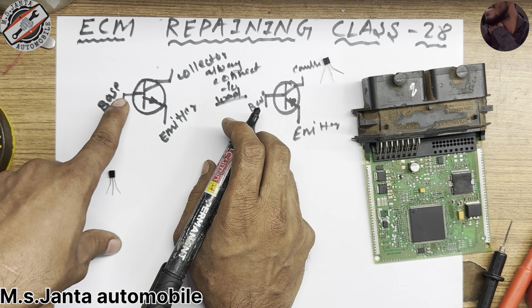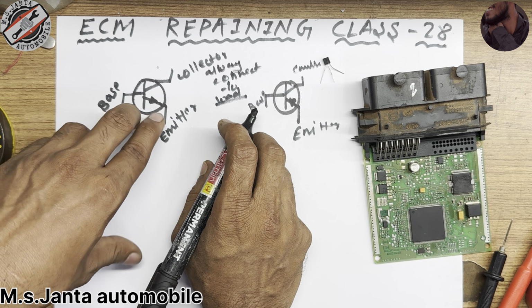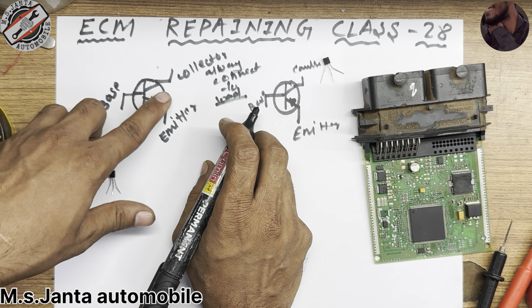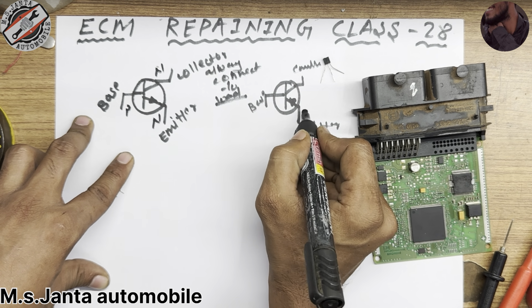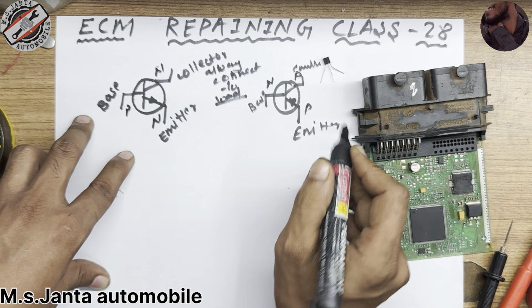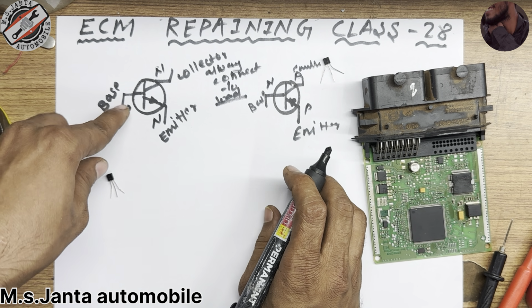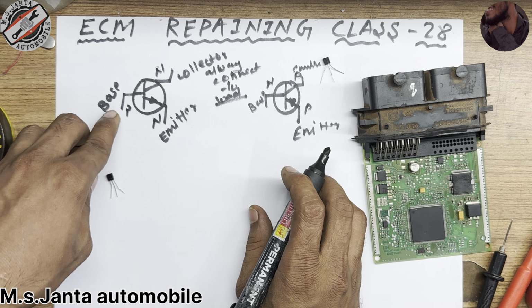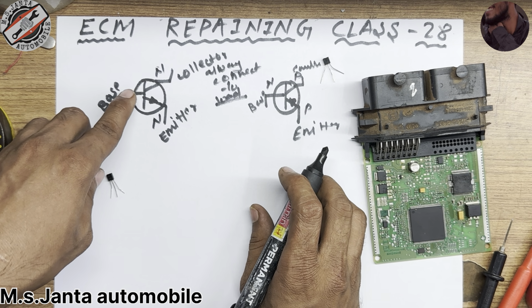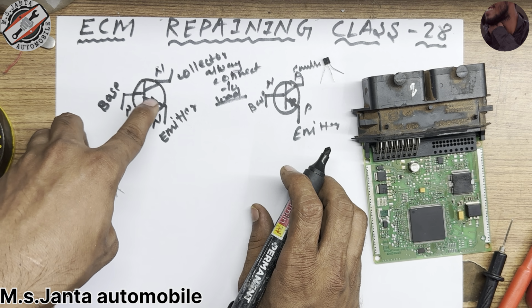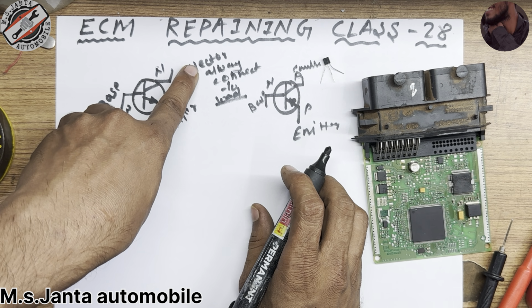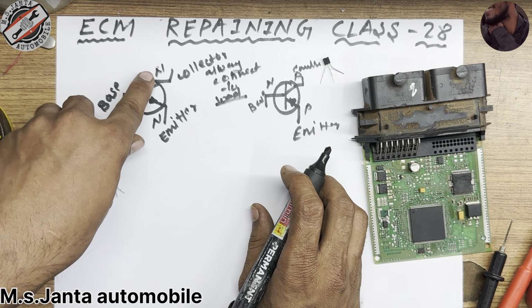Okay, and you can see here the internal diagram of these transistors. This is the NPN transistor, and this is the PNP transistor. If you supply positive voltage on this transistor base, at that time negative comes out from the collector. This is the main function.